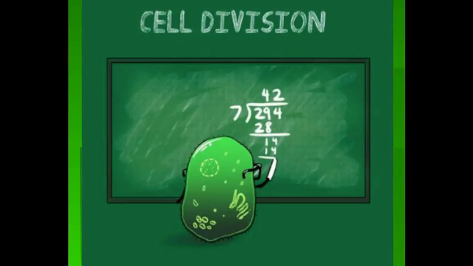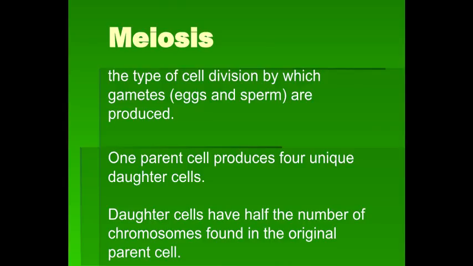So, somatic cells are bone cells, muscle cells, skin cells, brain cells, blood cells. Those all go through mitosis, but that's not what we're looking at today. Today we're going to be looking at meiosis, which is the type of cell division by which gametes are produced. And gametes is just another term for eggs and sperm.